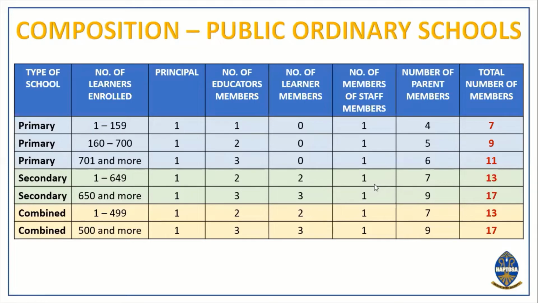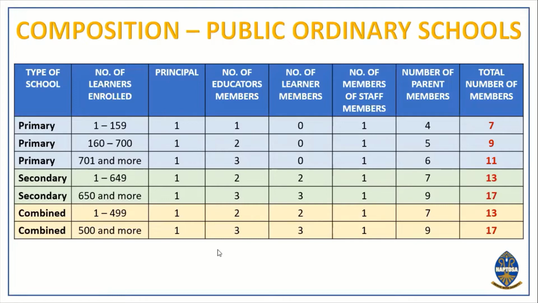Then just to look at the composition, how many people are elected to a governing body? Now there are two separate composition tables. The first would be for public ordinary schools and the second for special schools. Now, when we're looking at the policy as a whole, the majority of the policy for public ordinary schools and the elections in special schools is the same. There are a few differences here and there, and they will be highlighted as we go through with the presentation. First of all, let's look at the public ordinary schools.